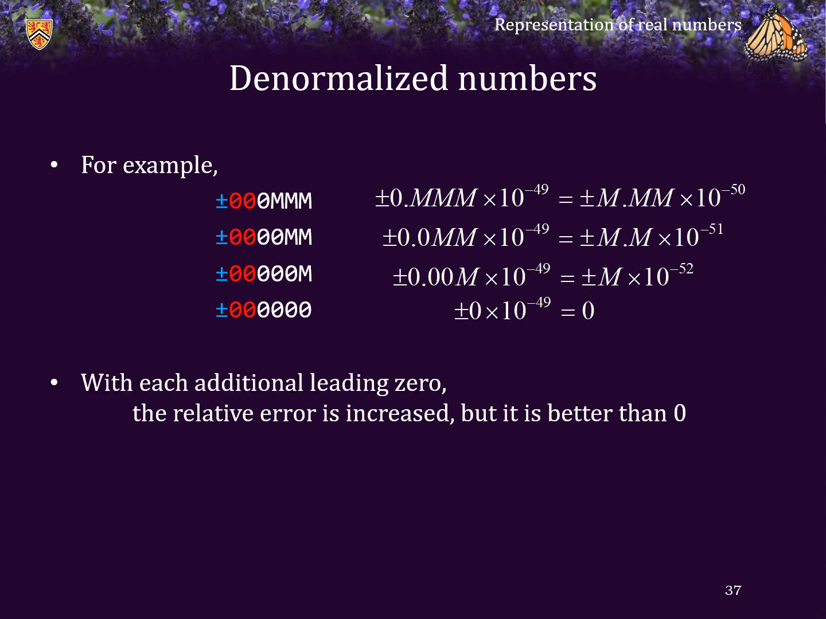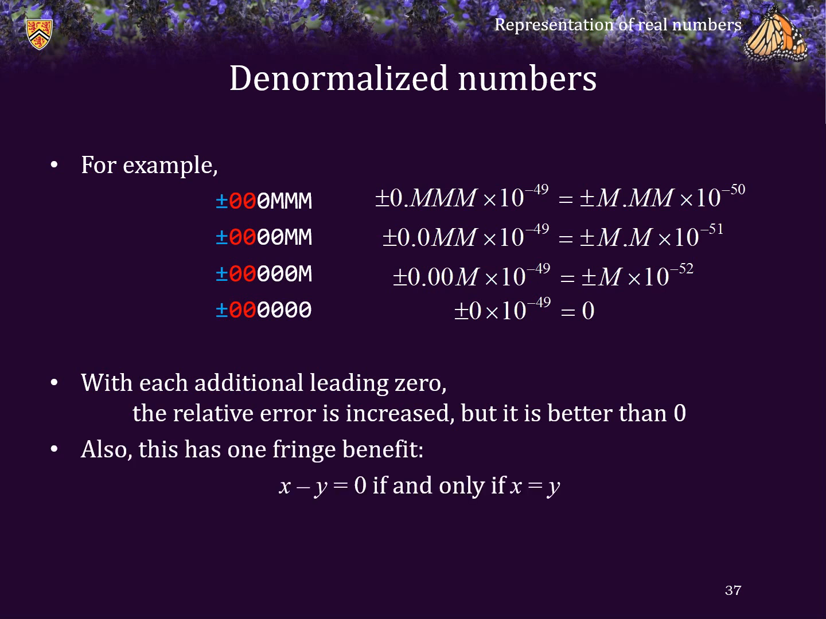Now, with each additional leading zero in this denormalized representation, the relative error is increased, but the relative error is not 100%, which is what it would be if we just simply represented all numbers less than 10 to the negative 49 with zero. Also, this has one very nice fringe benefit. With the floating point representation, x minus y is equal to zero if and only if x equals y.